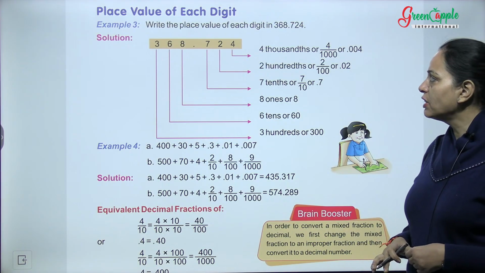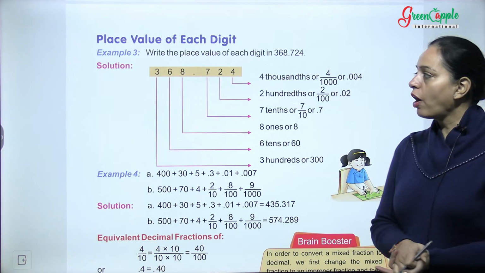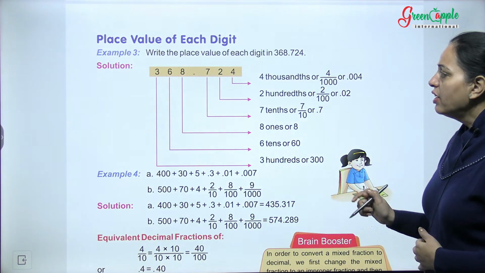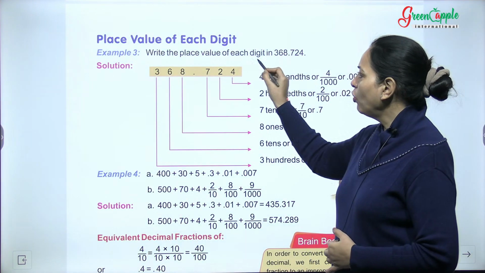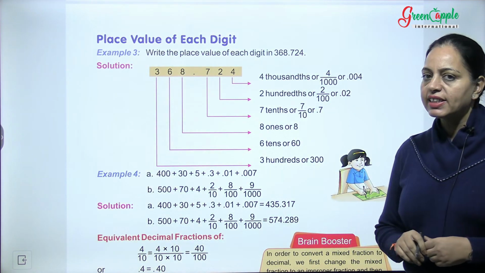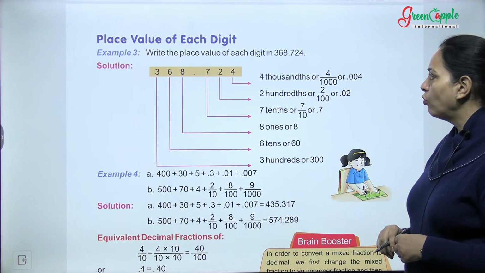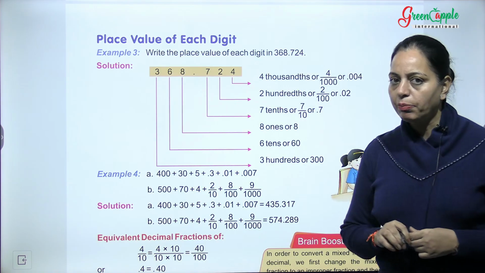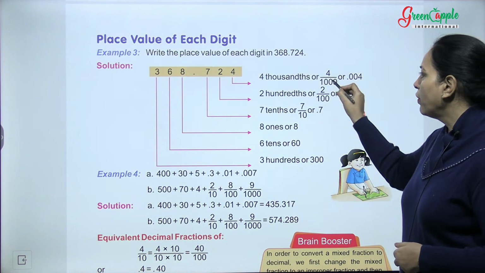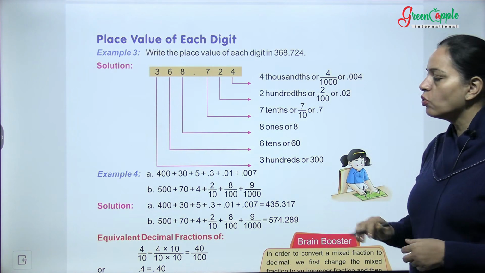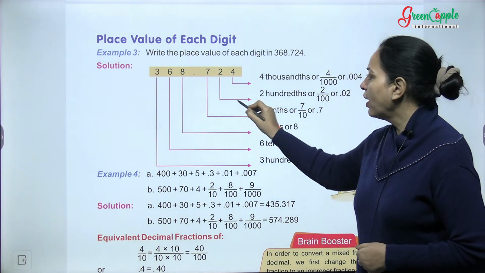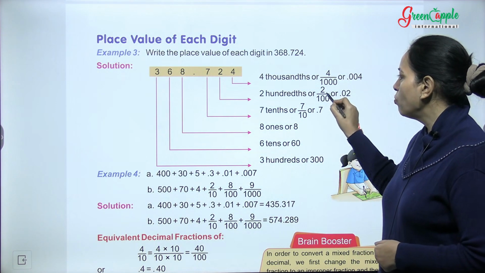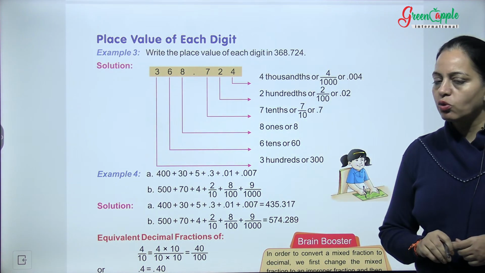Now place value of each digit. Example 3, write the place value of each digit in 368.724. Now first write the number. Now we can say 4 is at thousandths place. So 4 upon 1000 or 0.004. 2 is at hundredths. So 2 hundredths or 2 by 100 or 0.02.